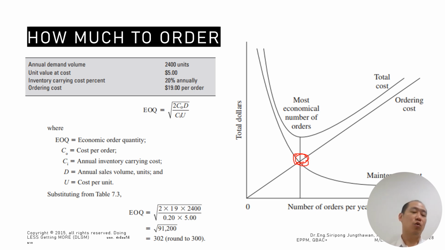That's the square root of 2 times cost per order times demand, divided by carrying cost rate times cost per unit. So the formulation you can see here: 2 multiplied by 19 multiplied by 2400, divided by 0.2 multiplied by 5. EOQ is about 302, so you round it to 300. That is the EOQ. You can see here that we call it EOQ.